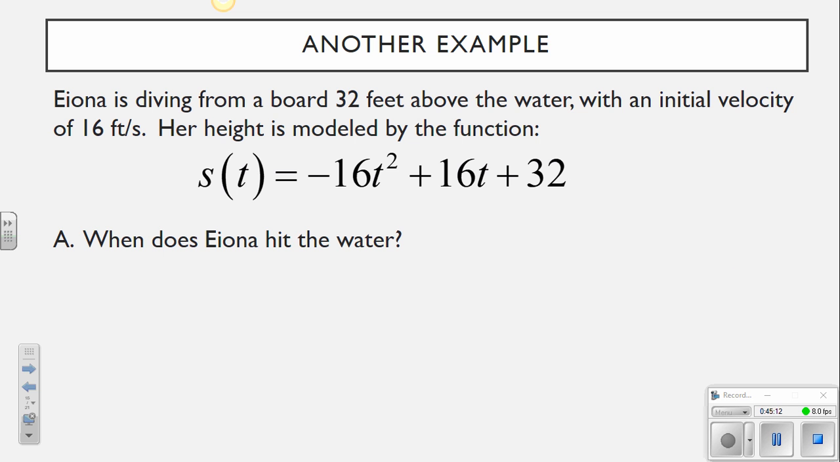Anyways, what is S of t? It's position. This is measured in feet, not meters, unless it says meters. All right, let's answer the questions with me. When does Iona hit the water? What position would you be at when you hit the water? What is 0? The S of t. So when she hits the water, S of t is going to be equal to 0.